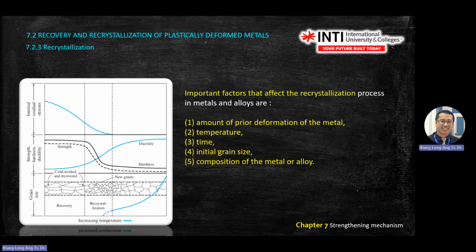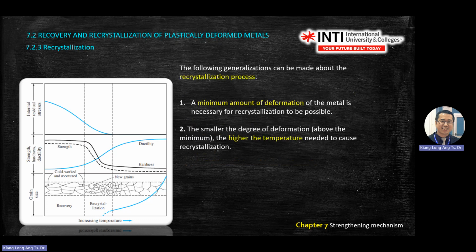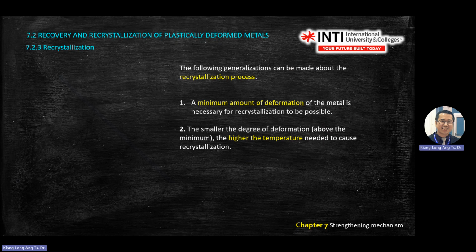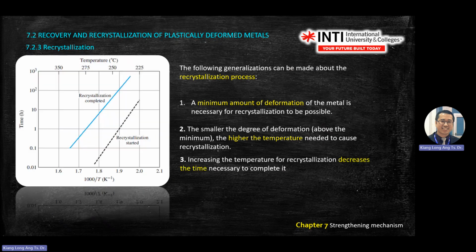So another important piece of information is the factors that affect recrystallization, these 5 points here. Amount of deformation before it enters into recrystallization, or what happened in the recovery stage. Temperature, time, initial grain size, and composition. So this one you read. Following generalization can make what happened inside there. So also you read for your info.